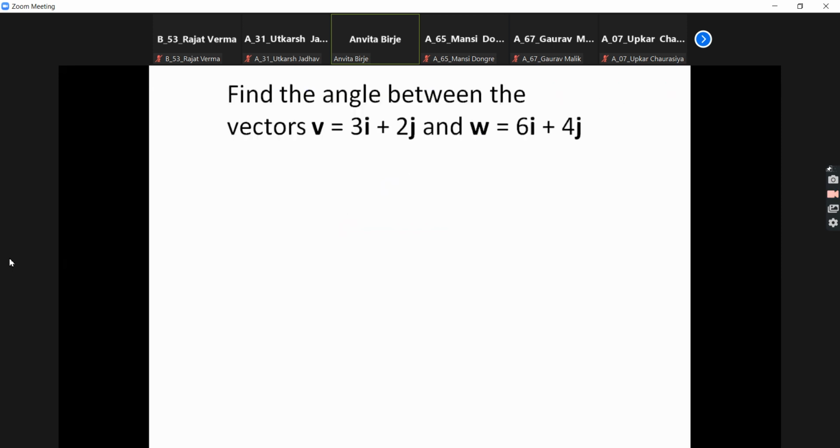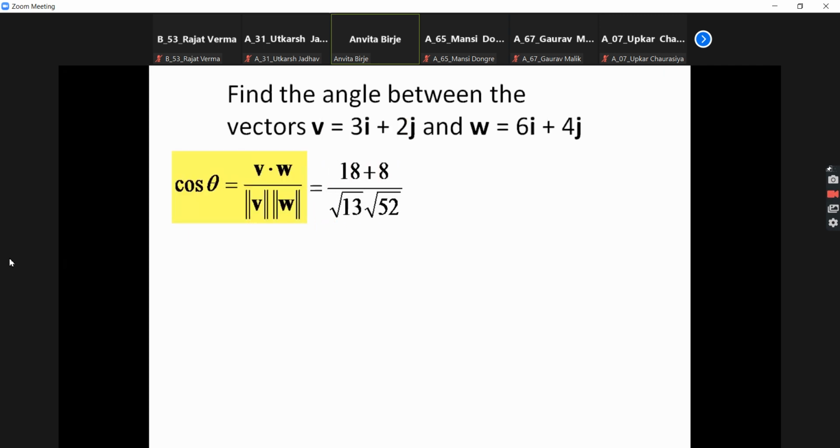So if these are my two vectors V and W, then I can calculate the angle between these two vectors by simply taking the dot product. So first we take the dot product. This is my formula.